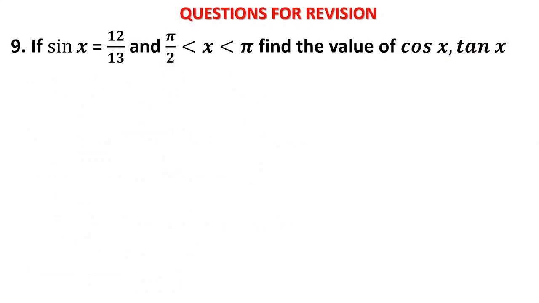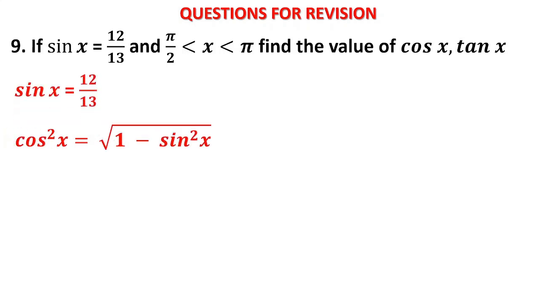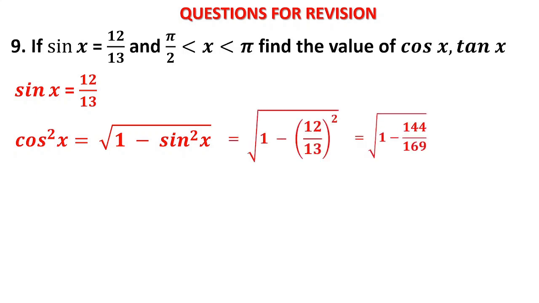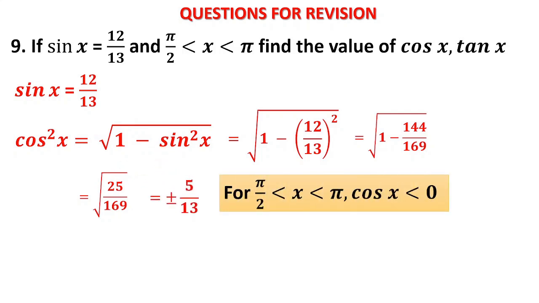Question number 9. If sin x is 12 by 13 and x lies in the second quadrant, that is 90 to 180, find the value of cos x and tan x. When sin is known, how to get cos? Using this basic trigonometric identity, cos square x is 1 minus sin square x. Therefore, cos x is root of 1 minus sin square. Therefore, cos x is root of 1 minus 144 by 169, which is 25 by 169. Therefore, plus or minus 5 by 13. But you know that this is in the second quadrant. Therefore, cos x should be negative. Therefore, we have to take 5 by 13 or minus 5 by 13. We have to take minus 5 by 13.